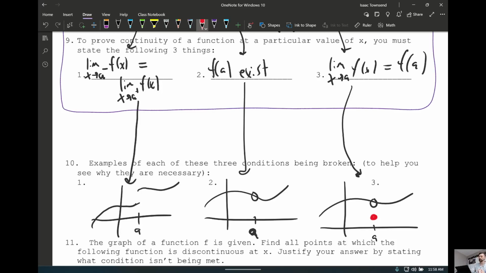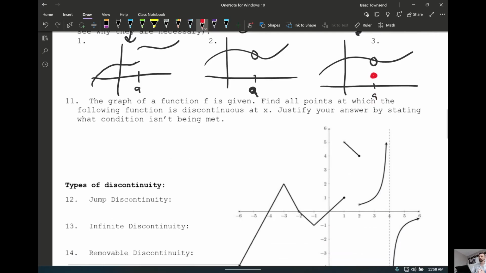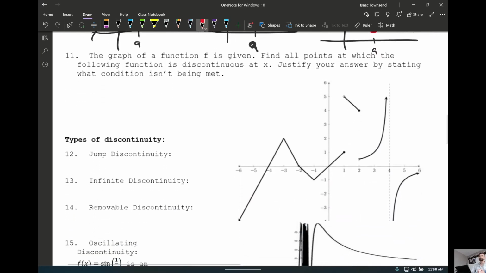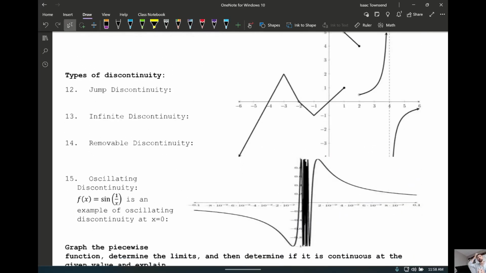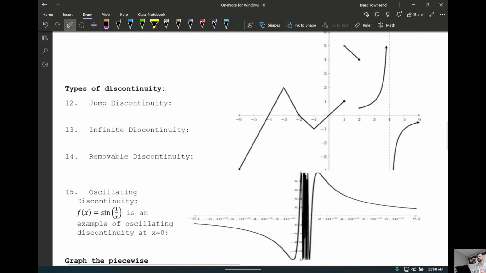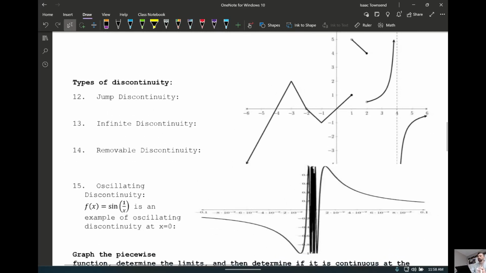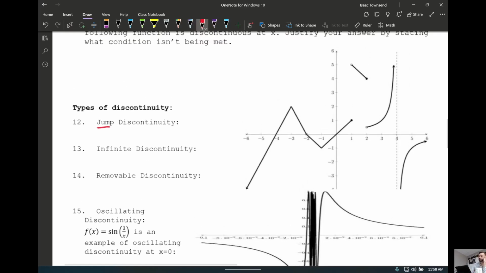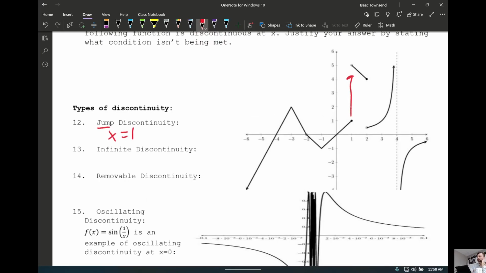Okay, and then the types of discontinuity. There's 3 types that we will ask you to look at in this class, and 2 of them are pretty intuitive. 1, not so much. But jump discontinuity is when the graph is jumping. So notice at x equals 1, the graph quickly jumps up. At x equals 2, it quickly jumps down. Most students remember that really easily because it looks like the graph is jumping, and jump discontinuity sounds like what it is.